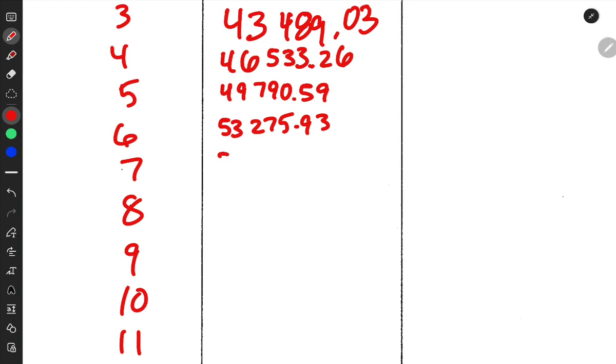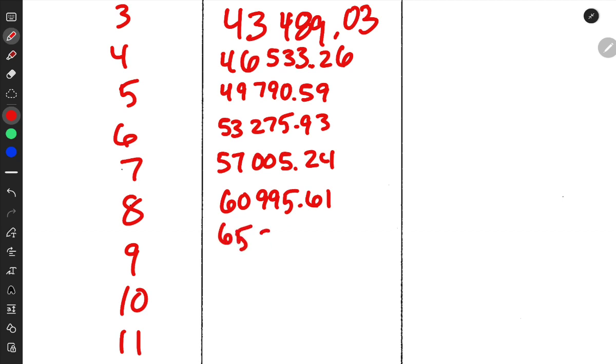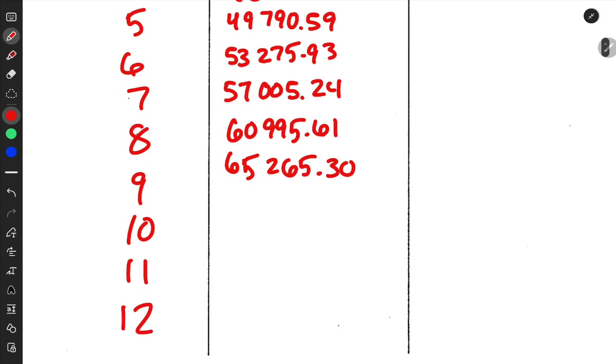Year 7 is $57,005.24. Year 8 is $60,995.61. Year 9 is at $65,265.30. Next year is, gosh, I'm guessing, okay, that's a mistake.